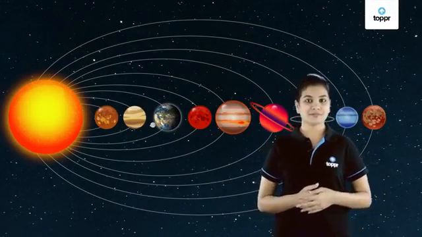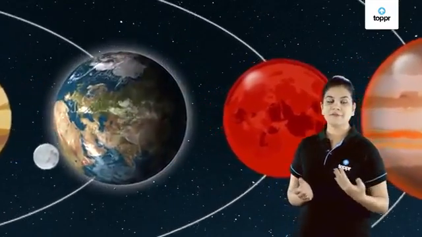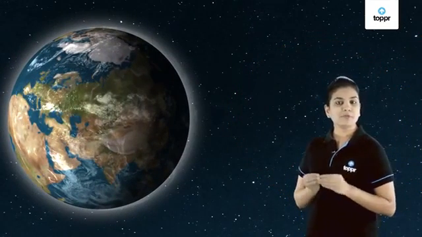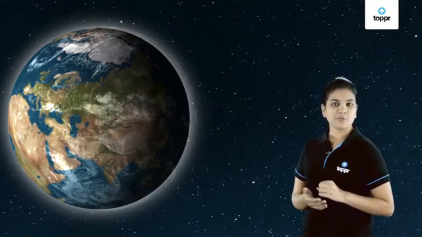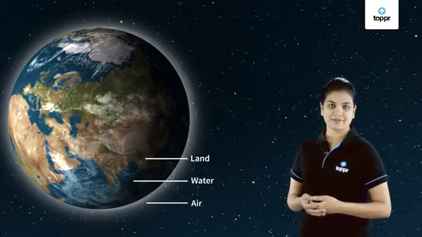Hey student, as we know, Earth is the only planet where life exists. But this life depends upon various factors such as the resources available on Earth and the energy from the sun, etc. So obviously the sun provides us light and heat. But what are the resources that Earth provides us? These are land, water and air.